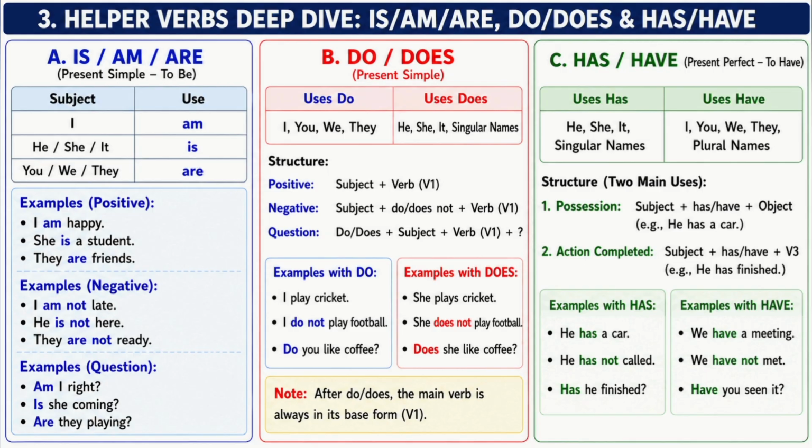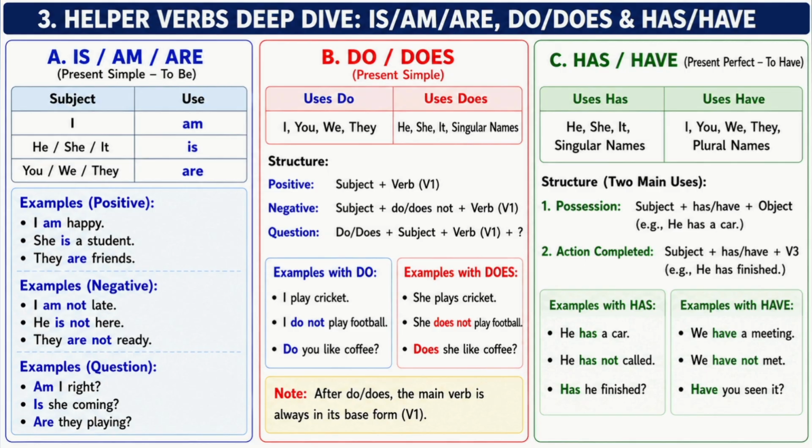Singular subjects, like he, she, and it, strictly pair with is. For example, we say, she is a student, he is not here, and is she coming? Plural subjects, like you, we, and they, strictly pair with are. Examples include, they are friends, they are not ready, and are they playing?